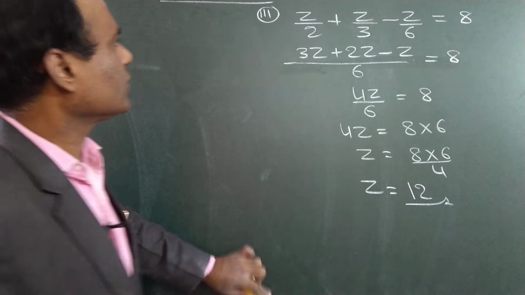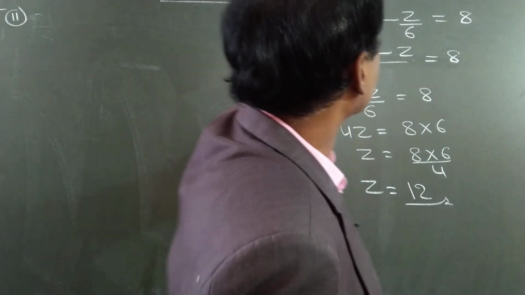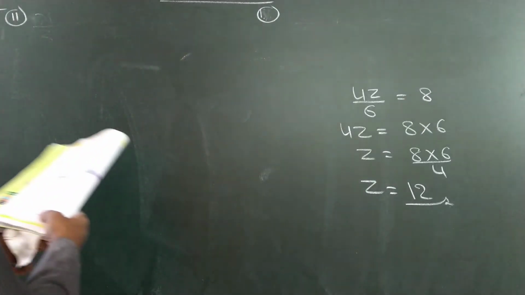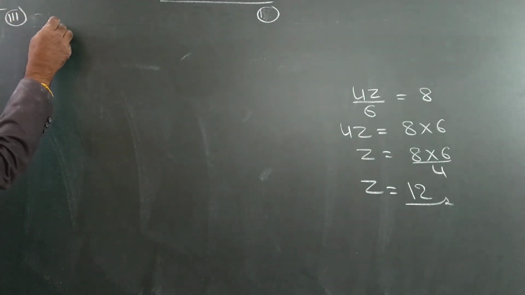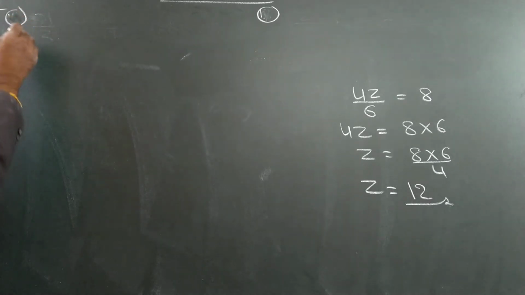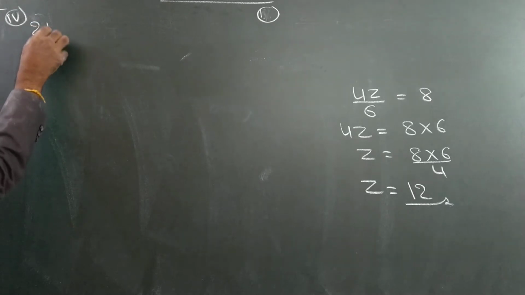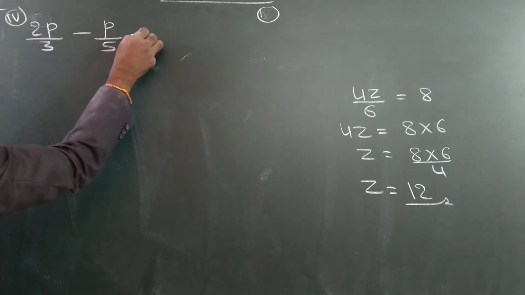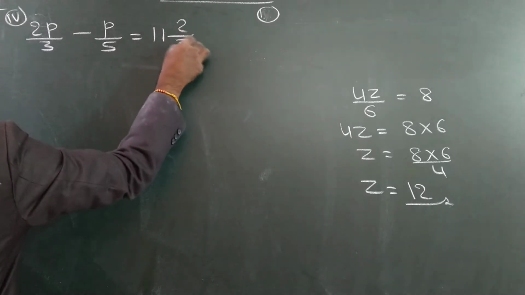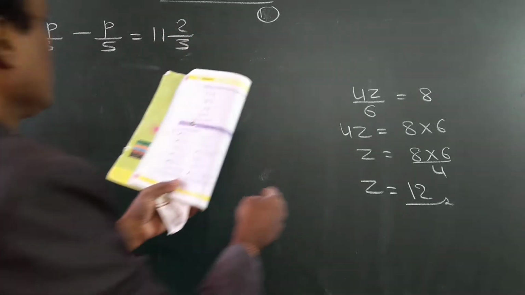Do it. Do the third one, fourth one, same model. Two p by 3 minus p by 5 is equal to 11 2 by 3.